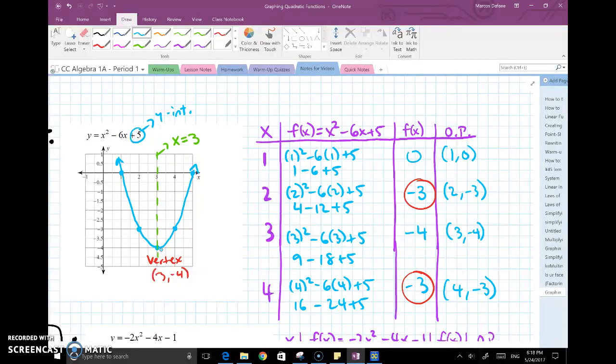Okay? And the vertex, as a last note, is the only point that does not have a double, because it is the lowest or the highest point on the parabola. And it's a place that the axis of symmetry cuts right through. So it is a point unto itself, whereas all the other ones have duplicates.